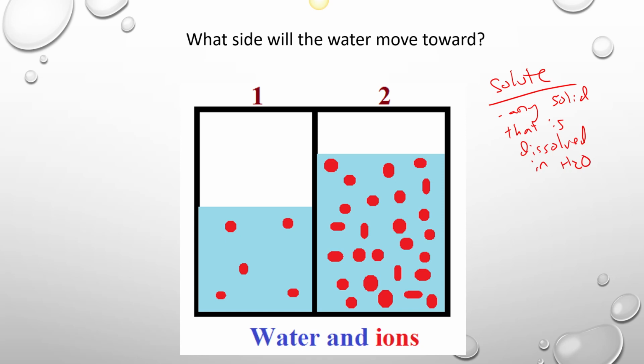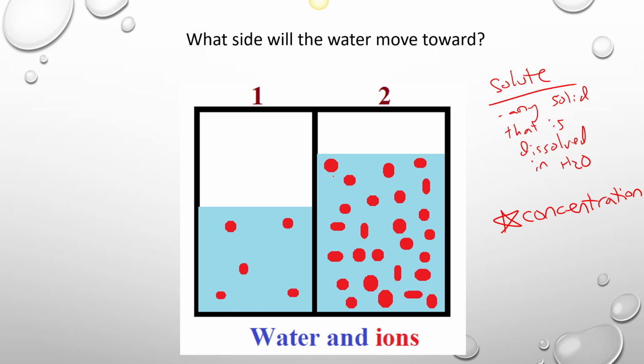So this could be salt, it could be sugar, anything that's dissolved in the water. When we're talking about osmosis and passive transport, we care about concentration, not water levels. We don't care about the level of water. We care about how concentrated or dilute the solute is.